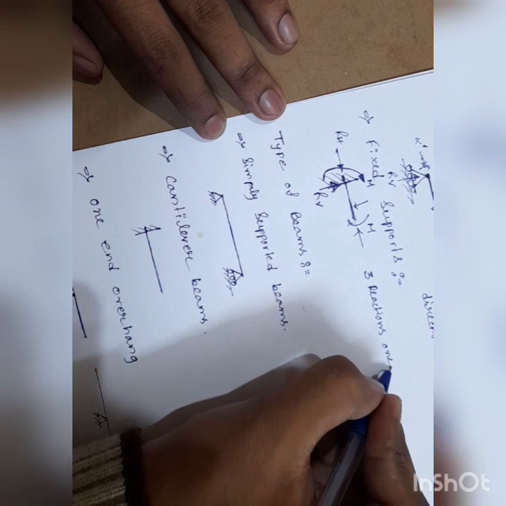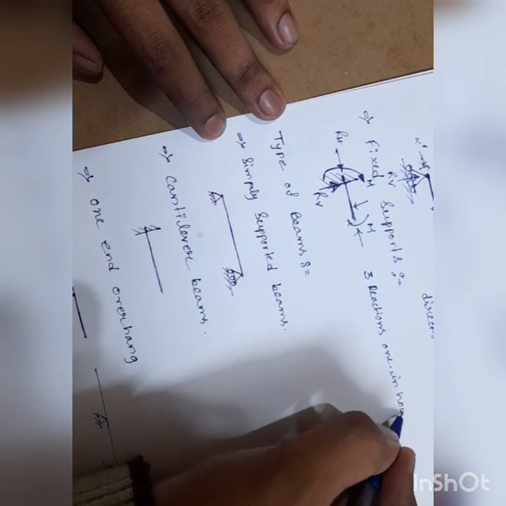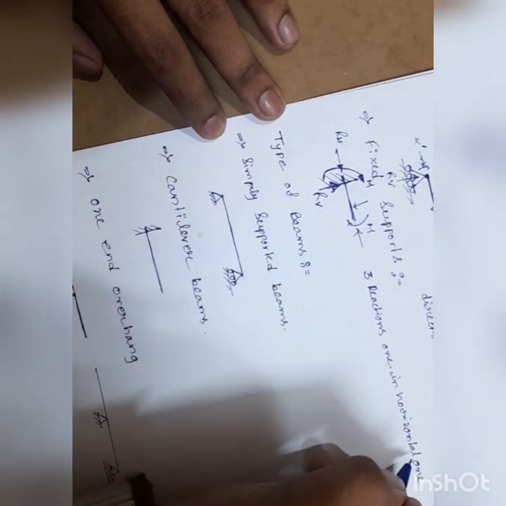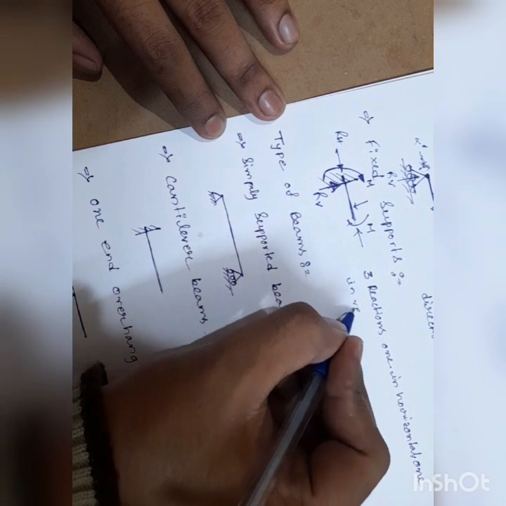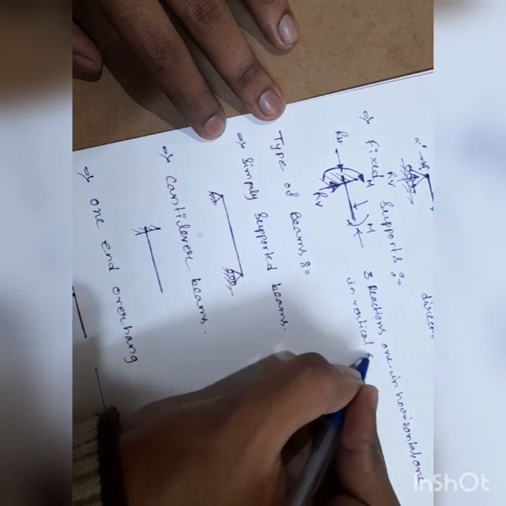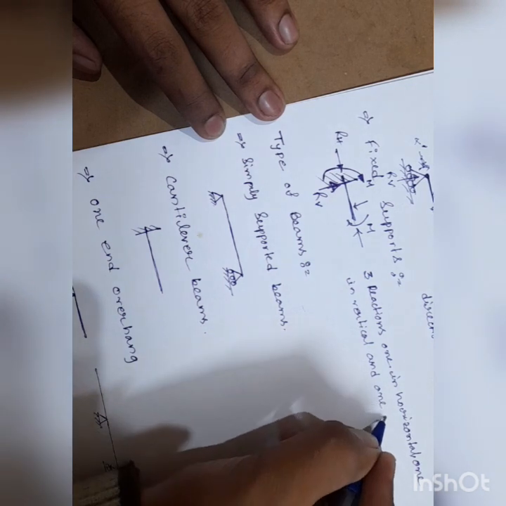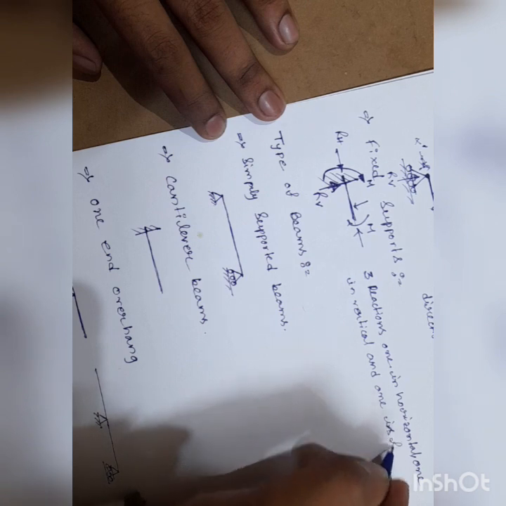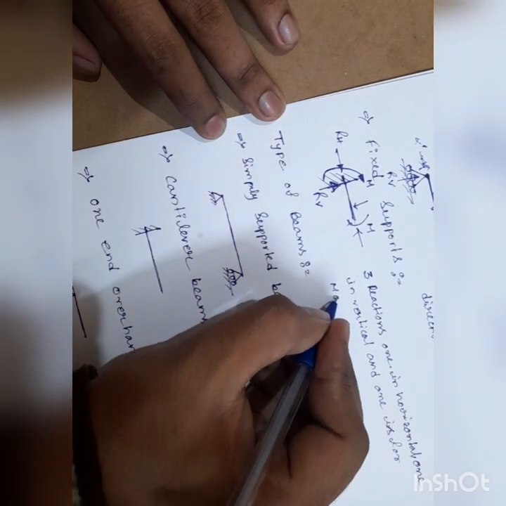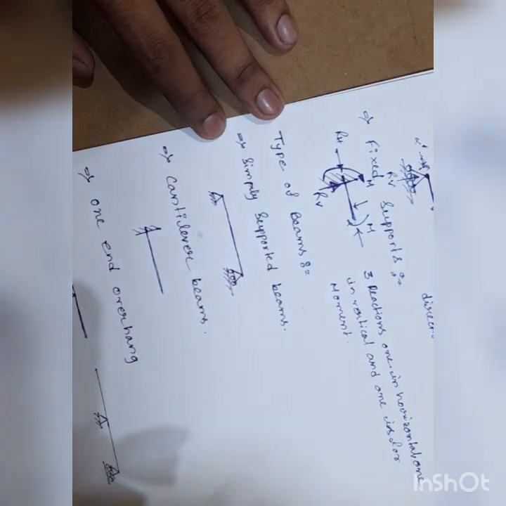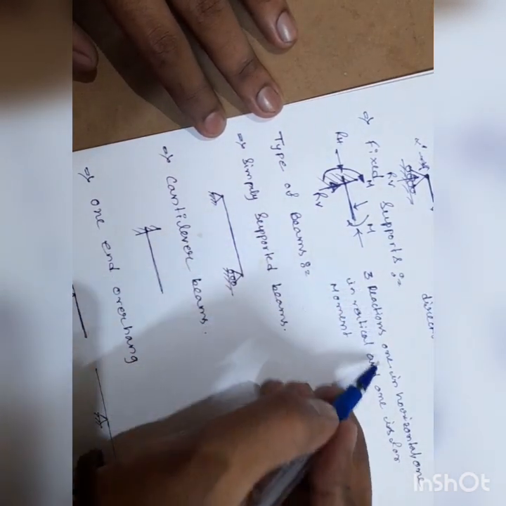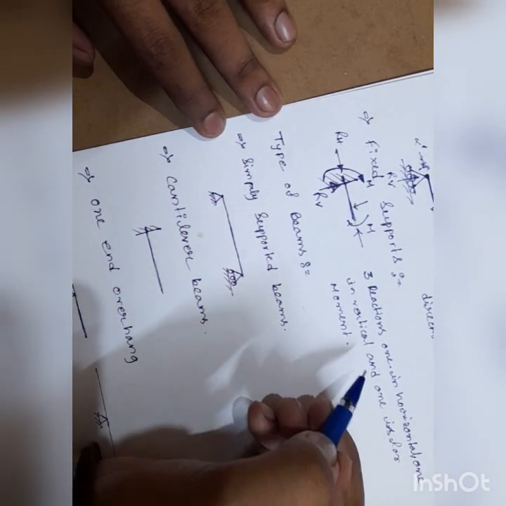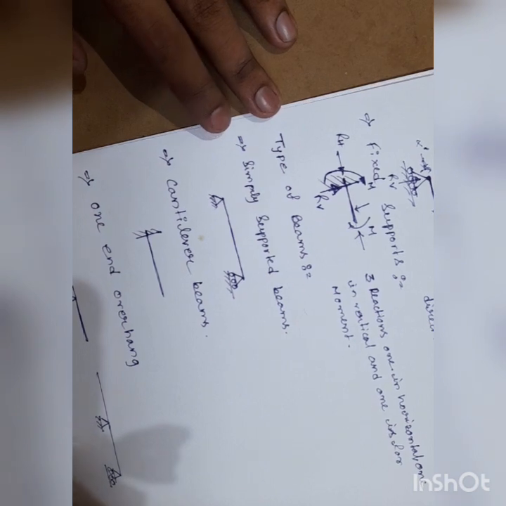One in horizontal, one in vertical, and one is for moment. So three reactions, one in horizontal direction, one in vertical direction, and one is for moment. Now this is clear.